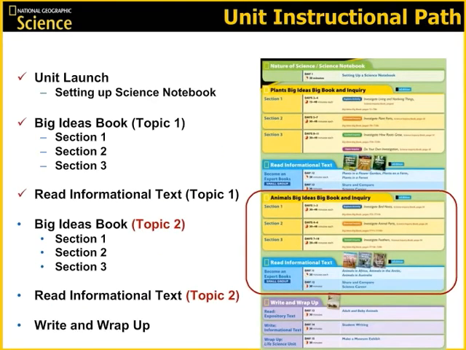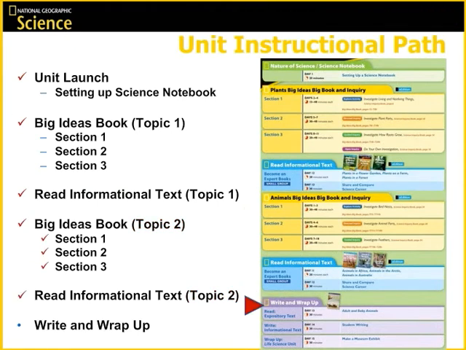Once you've completed the Read Informational Text section for Topic 1, it's time to repeat the Big Ideas instruction and Read Informational Text instruction for Topic 2. Remember, you will be using the same teacher's edition, but a new Big Ideas book. After completing the Big Ideas and Read Informational Text instruction for both topics, we're ready to look at the last part of the unit, the Write and Wrap-Up instruction located behind the purple tab.